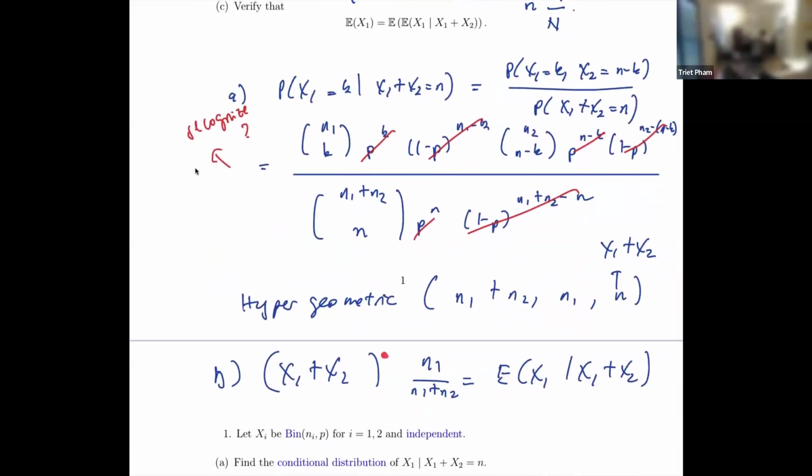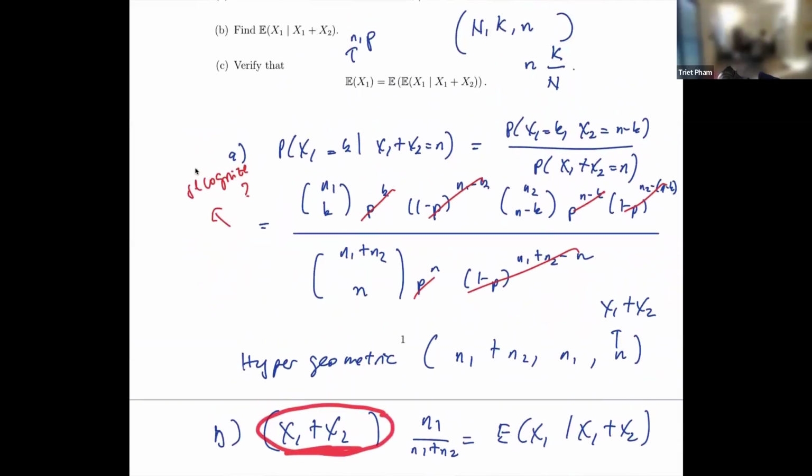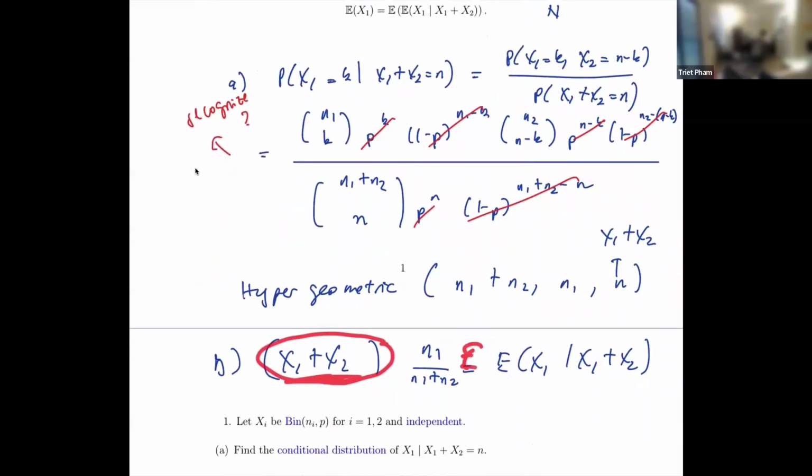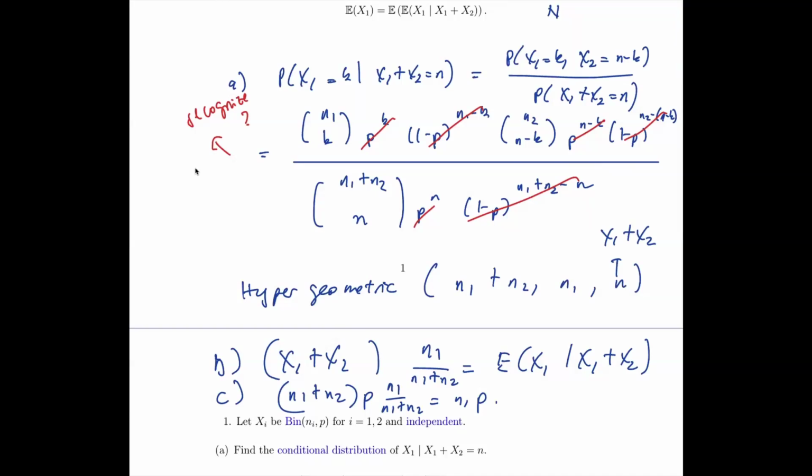And you see, if you take expectation here, the expectation of this guy will exactly fall on x1 plus x2, but the expectation of x1 plus x2 is n1 plus n2 times p, and then of course that is n1p. All right. Any question?